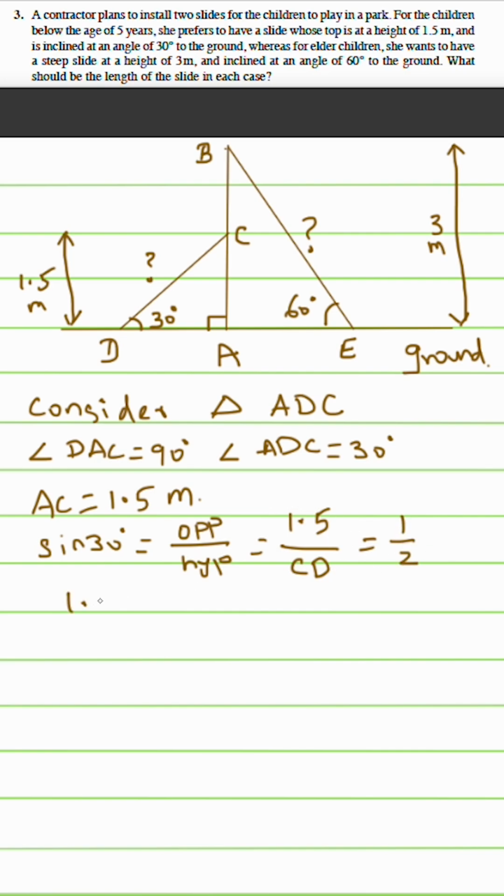Now from this expression, let's bring 2 to the right hand side and CD to the left hand side. That means CD is 1.5 into 2, which is 3 meter.